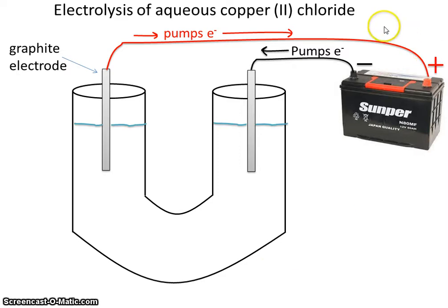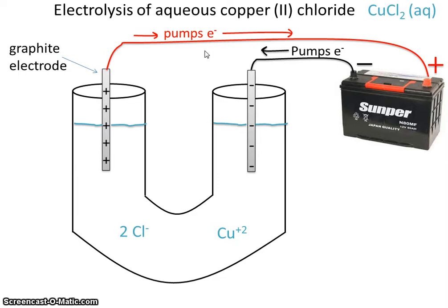So remember, it's copper 2 chloride, which is written like this. So we should have 1 copper ion and 2 chloride ions floating around in solution. And once again, if we're pumping negative electrons to this electrode, it should accumulate a negative charge. Conversely, if we're drawing electrons away from this electrode, it should have a positive charge.